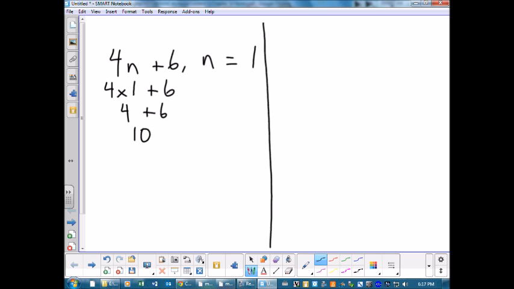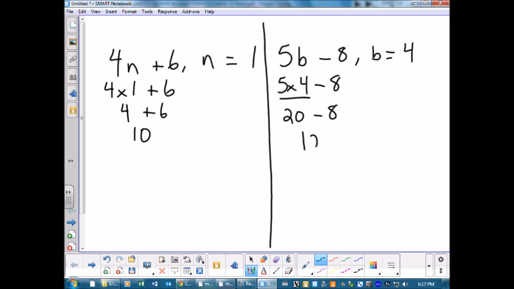Okay, do another one over here. 5b minus 8. Okay, I'm going to give you the value for b. The value for b is 4. Okay, so we substitute the 4 in for the b. So this becomes 5 times 4 minus 8. And remember, we're multiplying before we subtract. So 5 times 4 is 20, minus 8 gives us 12.